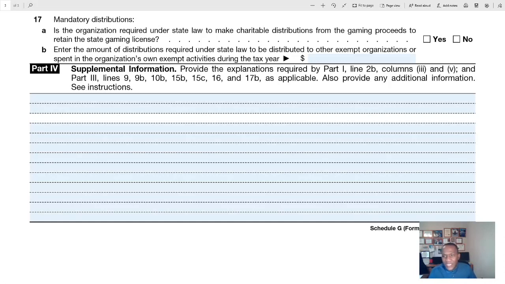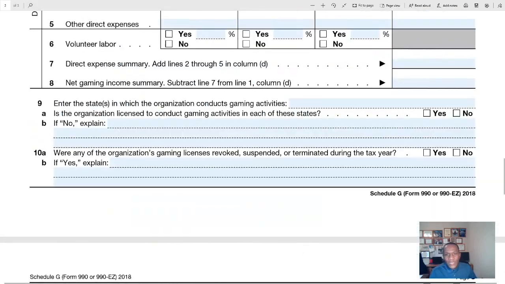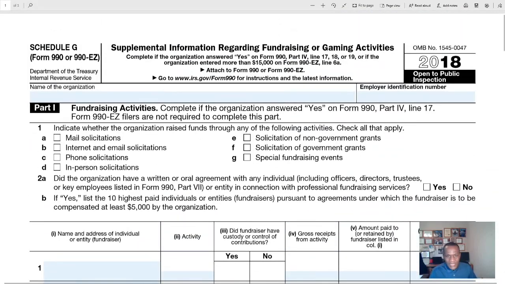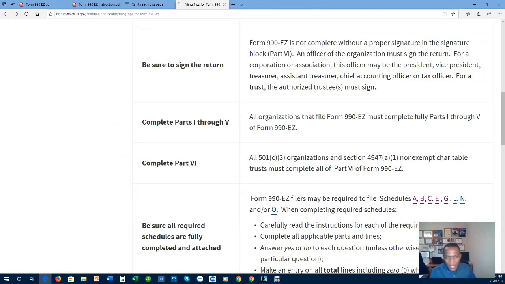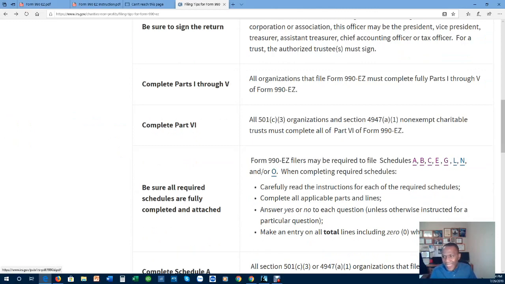You'll provide the explanation required by Part 1, line 2b, column 3, and Part 3, lines 9b, 10b, 15b, 15c, and so forth. And that would complete your Schedule G. Okay, let's get out of this. Go back. All right. And then you have Schedule N, also.